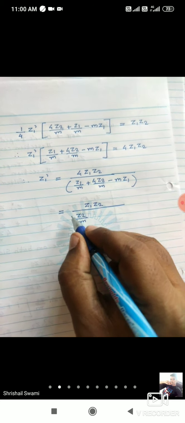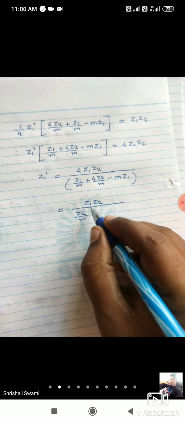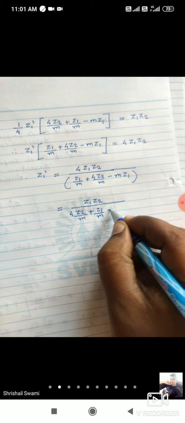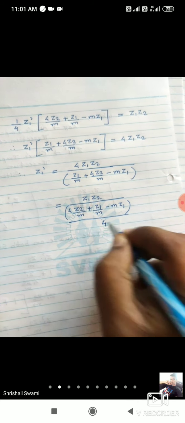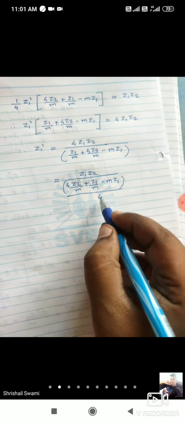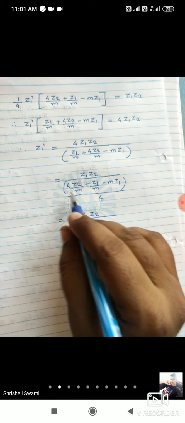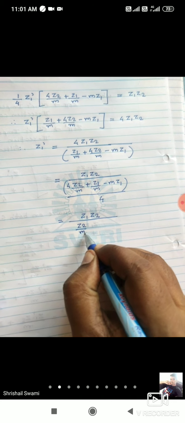or I will write the complete bracket so that you don't get confused. Don't confuse here. 4 Z2 by m plus Z1 by m minus m into Z1. So it will come divided by 4, because when this 4 goes up it was in the numerator. Now look, this 4 and this 4 will cancel. So in the numerator Z1 into Z2 remains same. This 4 and this 4 will get cancelled. So what is remaining? Z2 by m.